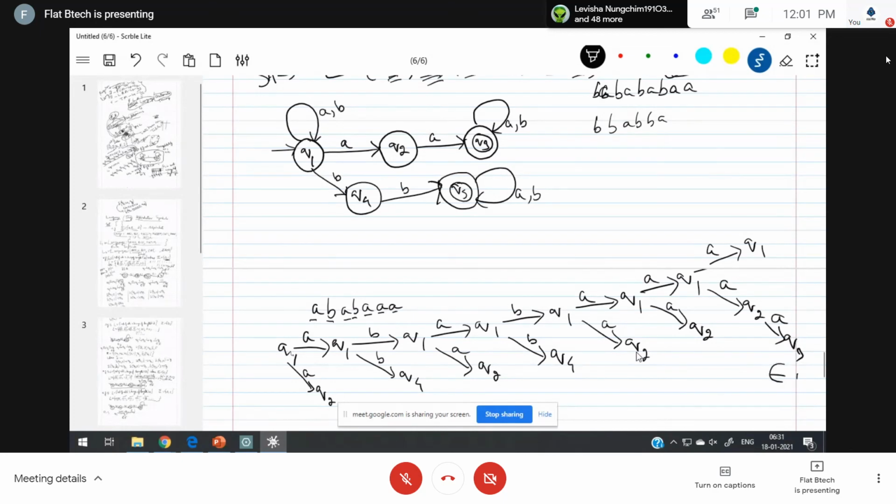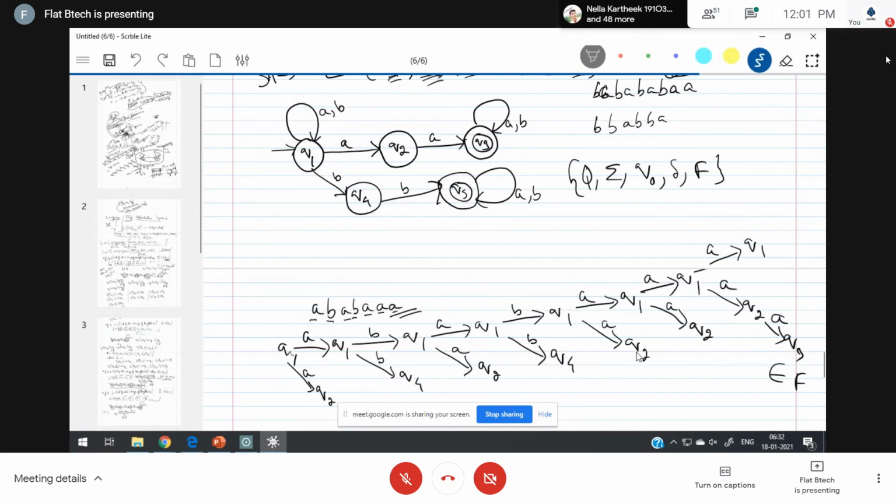Q3 belongs to the final state. If one of the multiple paths ends in a final state, then you can conclude that this string is being accepted by this machine. The same thing here: you need to define the 5-tuple, that is this one, this, then the initial state, then the transition function, and so on. I'll not extend the class further. So please go back to your textbook, wherever you find examples related to NFA, and try them out by yourself.